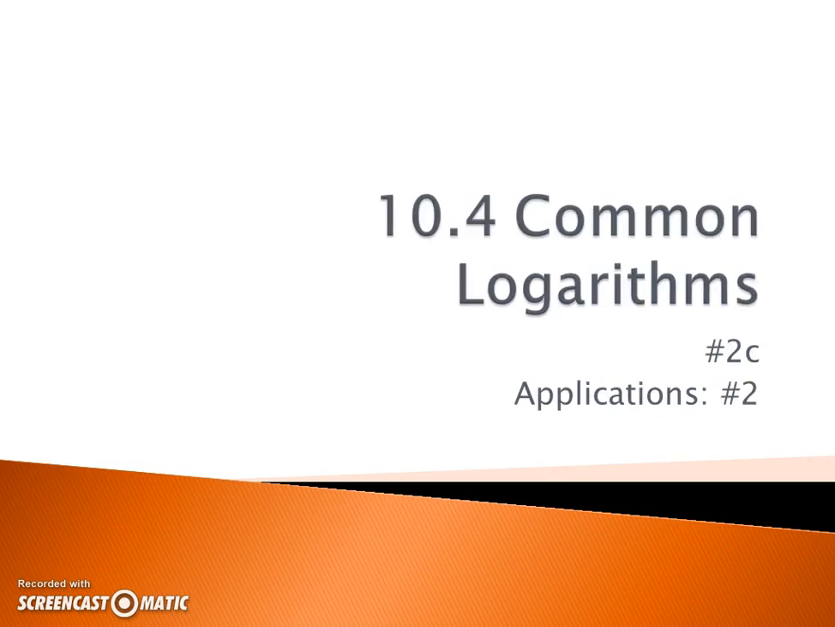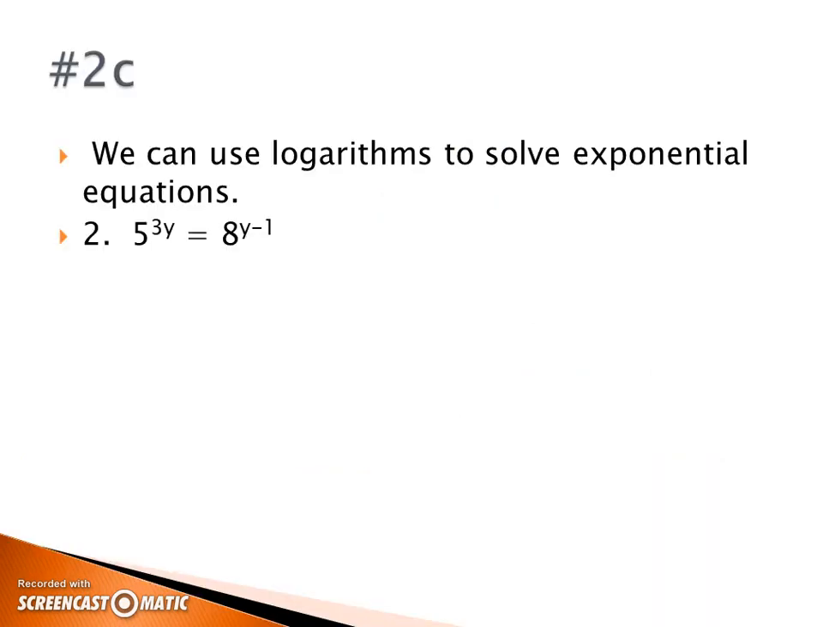To start with 10.4, common logarithms, we're going to do number 2 in part C and number 2 in the applications. In part C, we can use logarithms to solve exponential equations. Here we have 5 to the 3y equals 8 to the y minus 1. If we take the log of both sides and use the power rule, we can pull the 3y and the y minus 1 in front of the logs. So common logs help us get the exponent out of the equation.